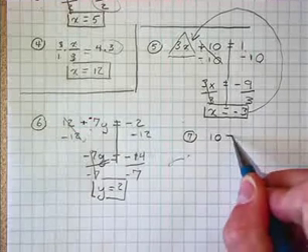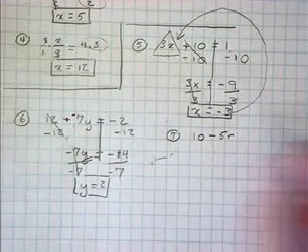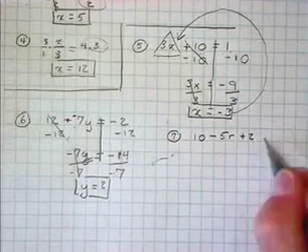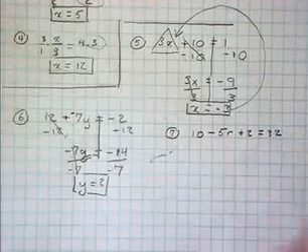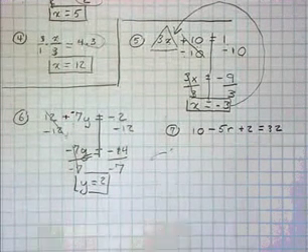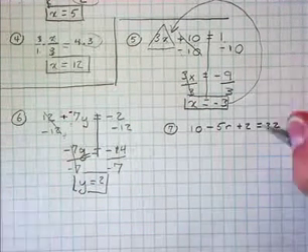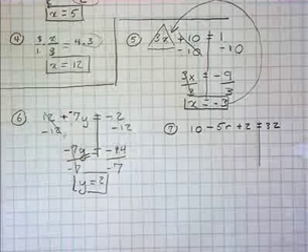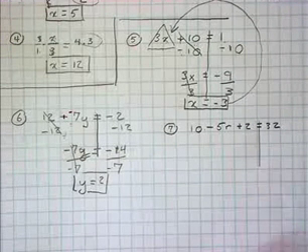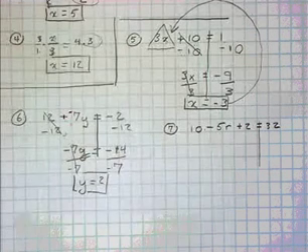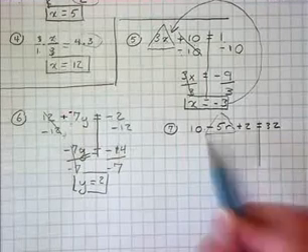10 minus 5r plus 2 equals 32. Put a line down the equal sign. I put the line down there because it's easier to see the different sides of the equation. And we're trying to get these r's by themselves.